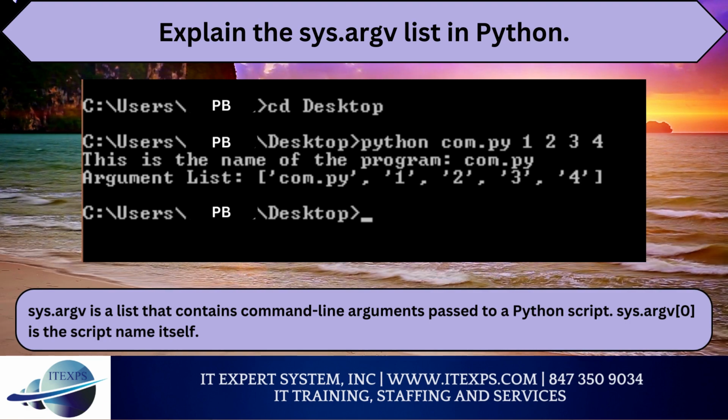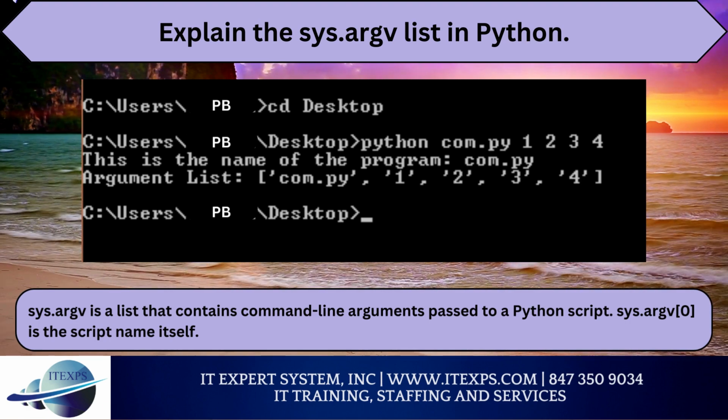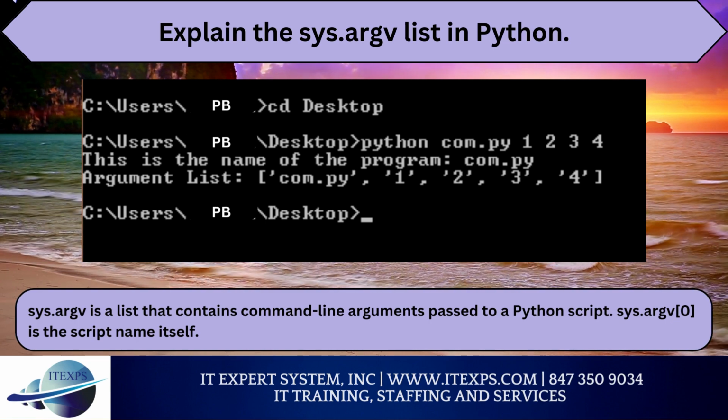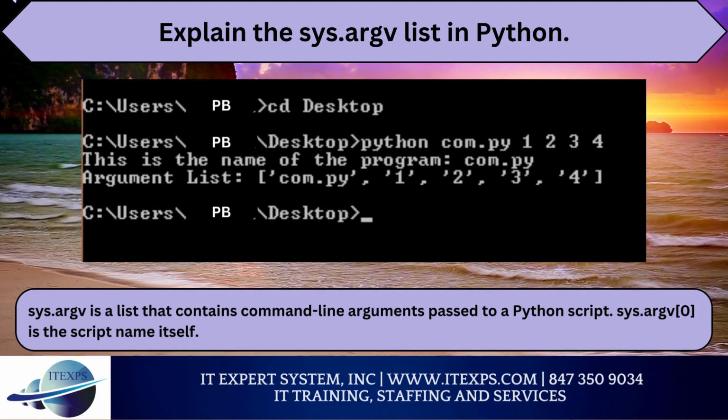Explain the sys.argv list in Python. sys.argv is a list that contains command line arguments passed to a Python script. sys.argv[0] is the script name itself.